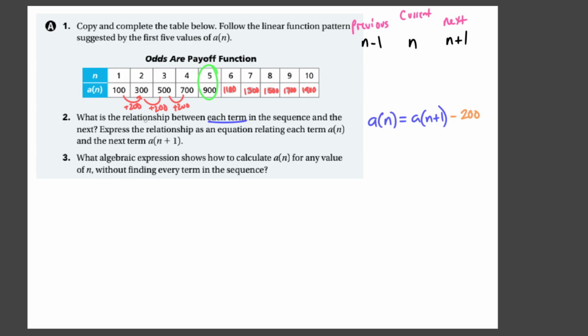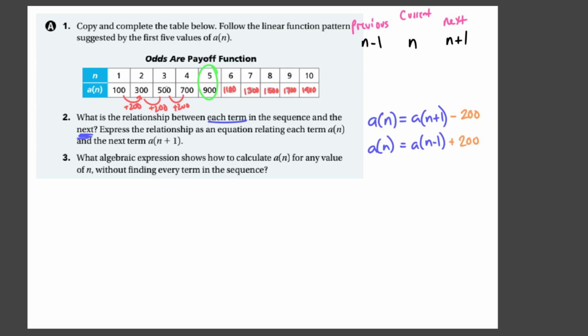And that would be what it's asking for here. Let's say instead of asking for the next term, it was asking for my previous term. So that would be A of n is equal to my previous term, which is going to be A of n minus 1, previous, and I have to think of how it's going to be related. It's still changing by 200, but rather than subtracting it this time, we're now adding it.